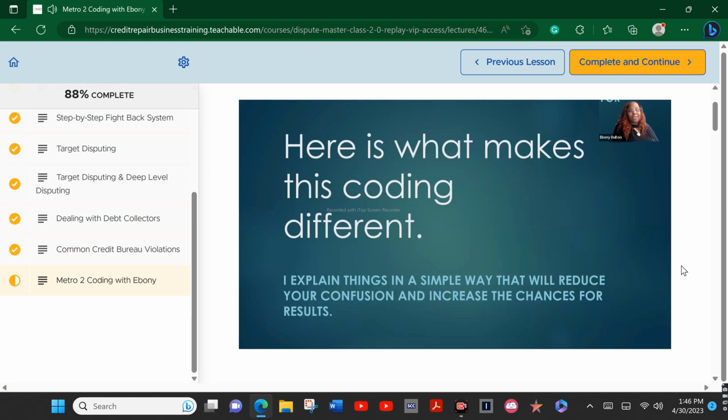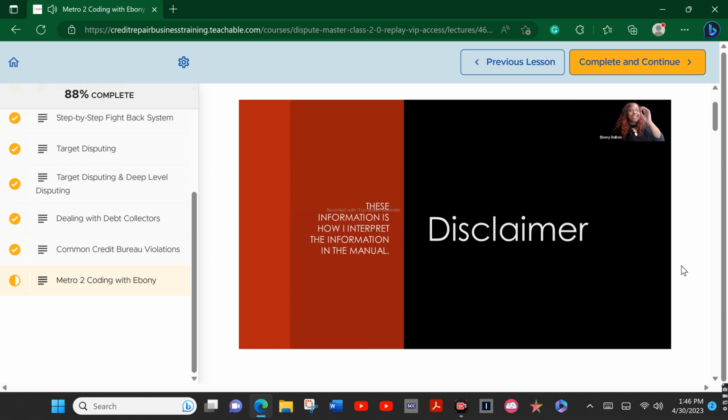So here's what makes coding different for me. I'll explain things really simply, which will reduce your confusion and increase the chances of your success. That's what makes this different for me. As I share these things with you, my disclaimer is I don't have to tell you I'm not an attorney. You know I'm not. What I do need to tell you is this is how I interpret the information put in front of me. You have to interpret it yourselves as well as I give you the information. I am interpreting this information from my point of view, from my perspective, from my experience.